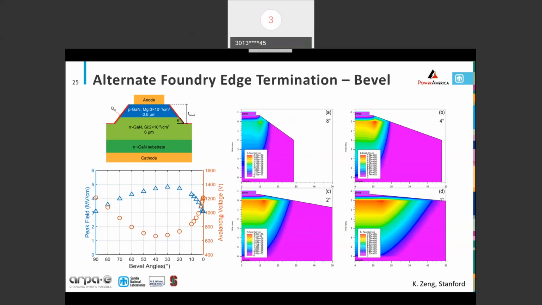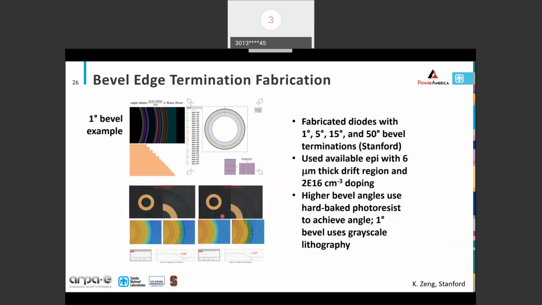So kind of the takeaway here is that one needs a pretty small bevel angle with this approach to get a good breakdown. And so some of these have actually been fabricated at Stanford. This is one example. They've done a couple different bevel angles. The example on the left there is actually a 1 degree. So that's, again, trying to get that shallow bevel for the higher breakdown.